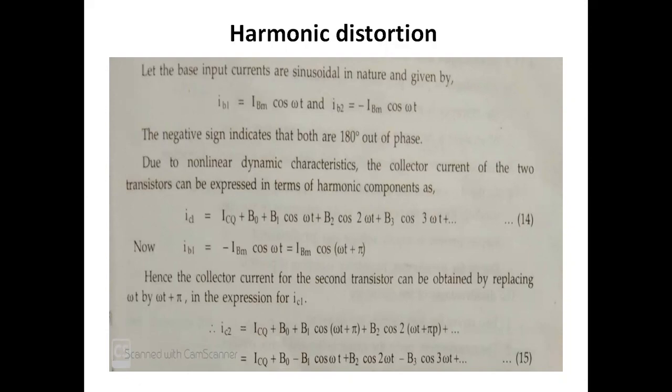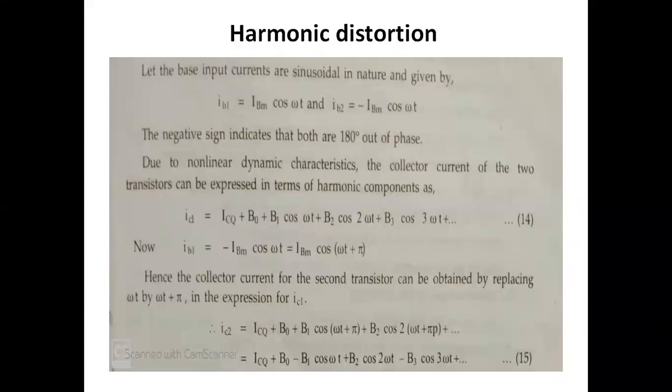Let us consider the base input current of the first transistor, that is IB1. Mathematically, that is represented as IBM cos omega t. Similarly, the base current of the second transistor, IB2, is equal to minus IBM cos omega t. So why are we getting minus IBM cos omega t?